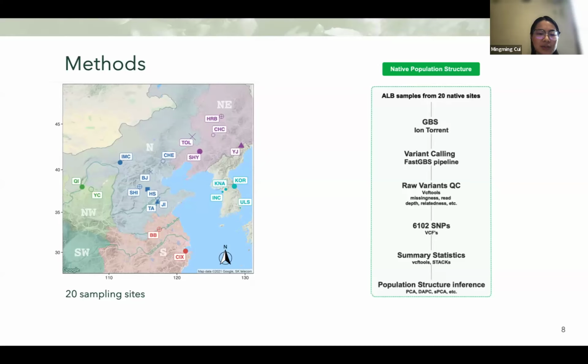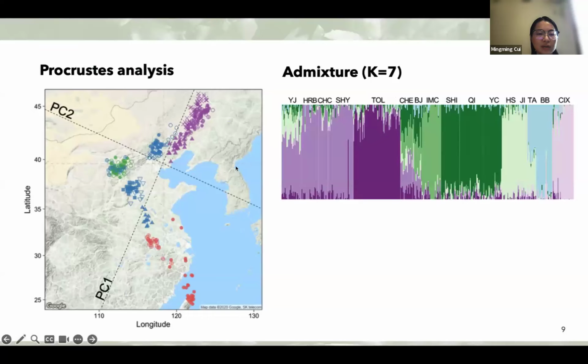After SNP calling and filtering, the dataset was refined to 6,000 SNPs. We examined population structure using multiple methods. From the results, these figures summarize the native population structure. In the left figure, which is called a Procrustes analysis, we can simply see it as a twist of principal components aligned with its geographic coordinates. This shows that the geographically close populations exhibit more similar genetic makeup.